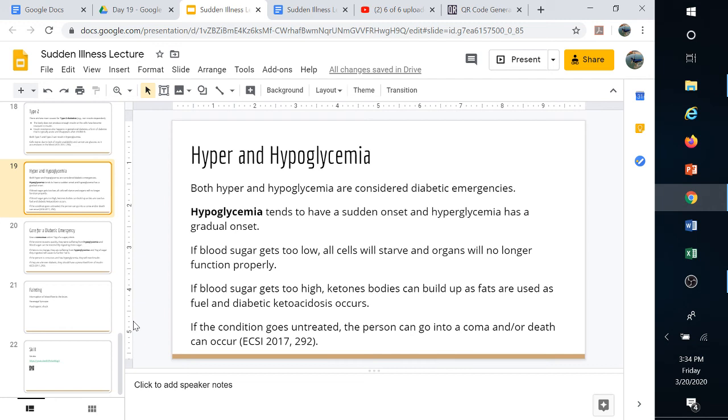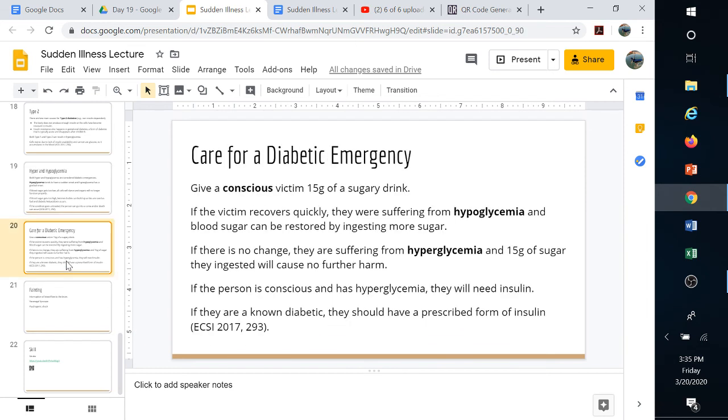And you can look these up on YouTube where people are fighting because they're hypoglycemic or hyperglycemic and become really aggressive. With hypoglycemia, they just can't make good decisions because they're not getting enough blood sugar. Your brain runs off carbohydrate. So, care for diabetic emergency.